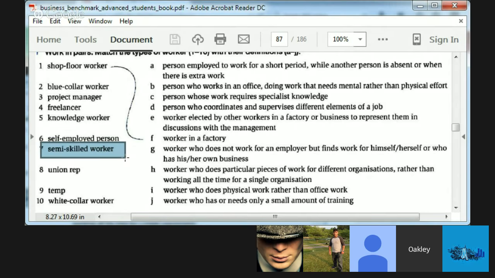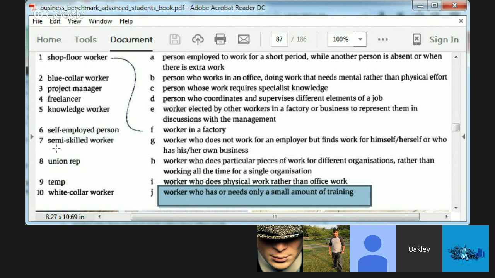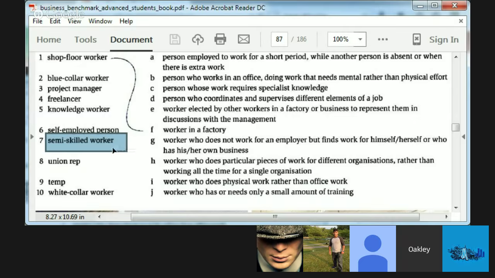Okay, Sasha, who's a union rep? And what was the answer for semi-skilled worker? It was J, a worker who has only a semi or half training, a small amount of training. I don't know. That's probably used internally in companies when they're thinking about giving somebody a raise. Oh, he's an unskilled worker. He's a semi-skilled worker, so he deserves a little bit more money, maybe something like that. I've heard unskilled worker plenty of times, used widely, but hardly ever semi-skilled.